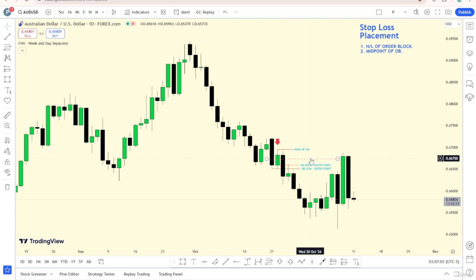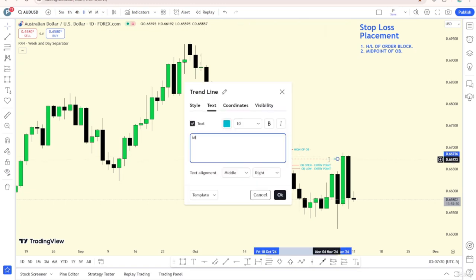That midpoint of the order block is a more aggressive place you can place your stop loss, but make sure that you're not placing it at the exact midpoint. You are adding at least 2 to 3 pips on top of that midpoint. Since we are bearish, you can place it just above the midpoint, maybe somewhere there. Make sure that you're adding 2 to 3 pips above it, so that you place your stop loss above that midpoint. This is the midpoint of the order block.